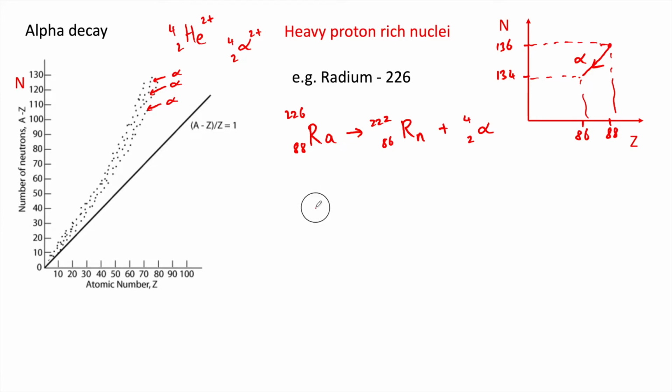And finally there's a general equation which you need to recognize for alpha. That's the parent nucleus. The daughter nucleus loses 4 protons and neutrons in all, and it loses 2 protons, and that is your general equation. So that is alpha decay.